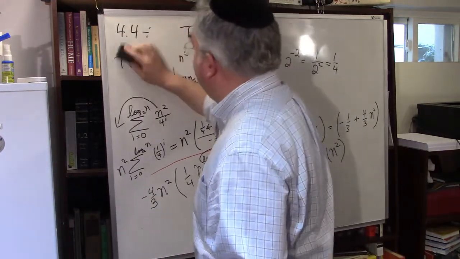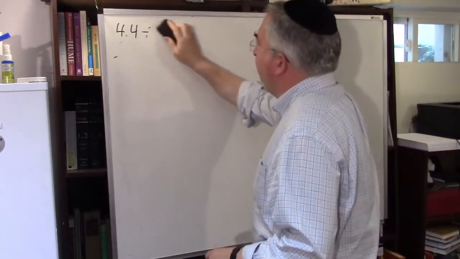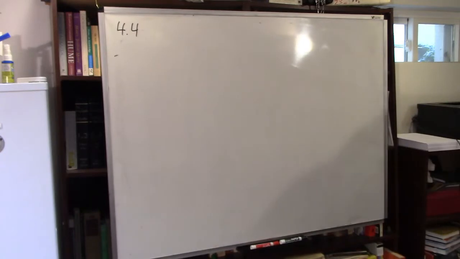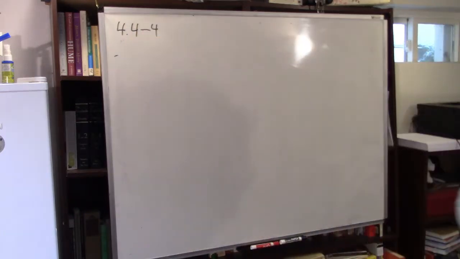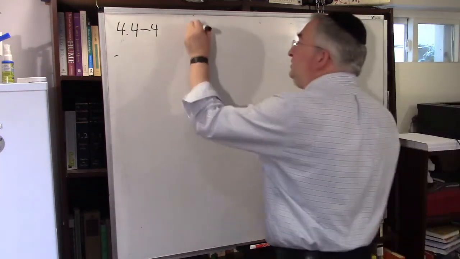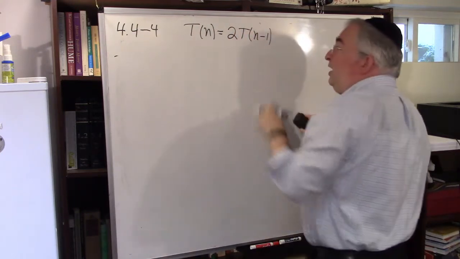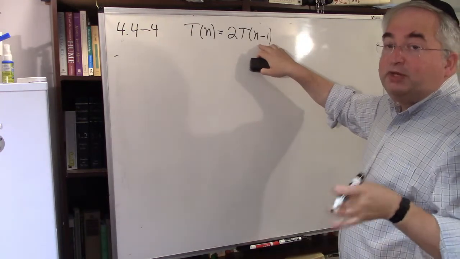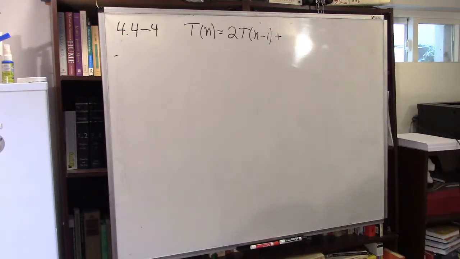Okay, next. Okay, next is 4.4-4. Tn is equal to 2 times T of n minus 1. We're going back to my examples. We're doing minus 1 instead of dividing by something. Plus 1.